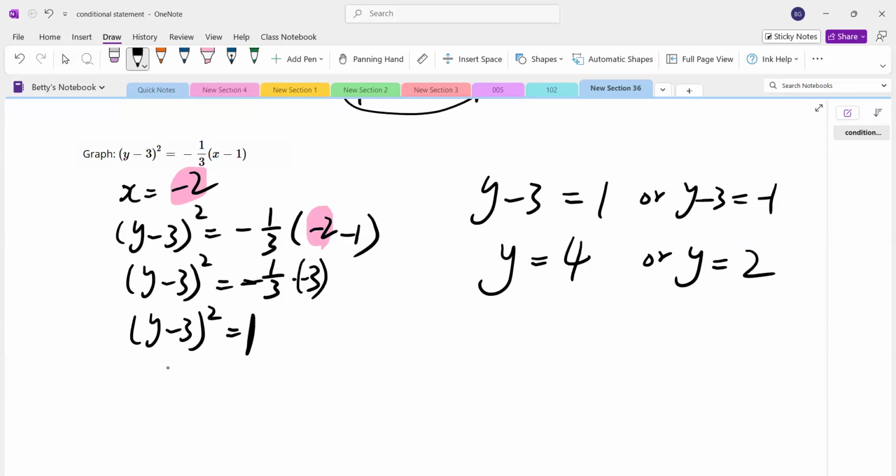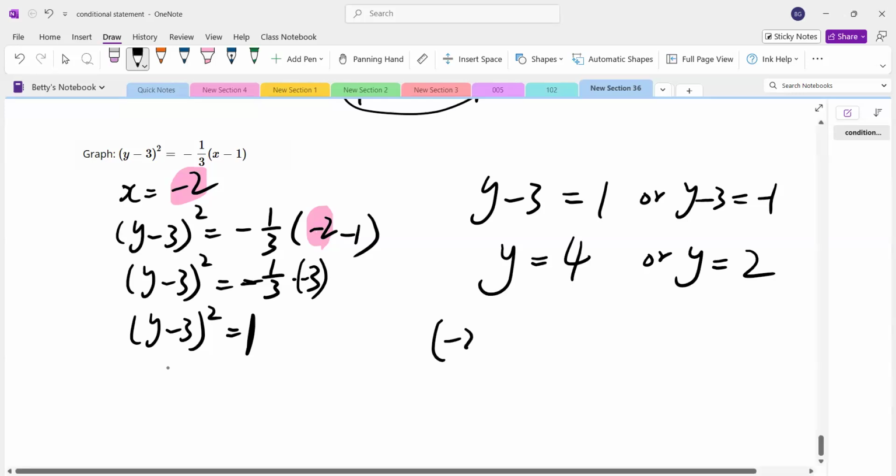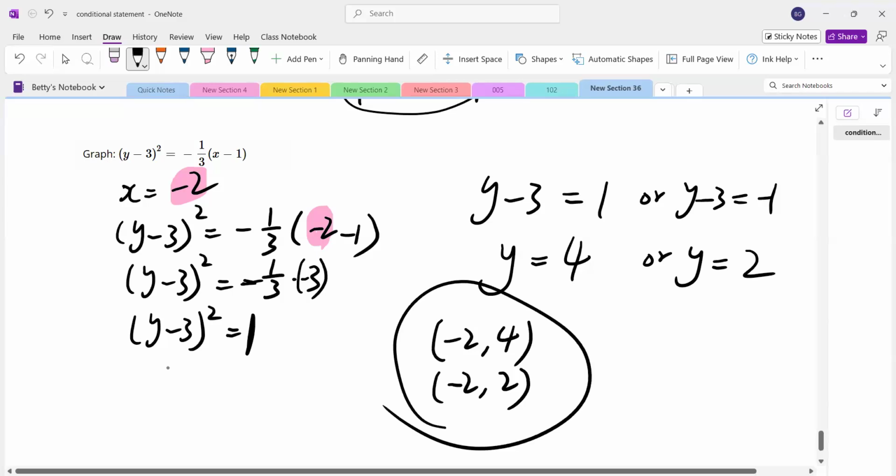All right, so the 2 points we have are negative 2, 4 and negative 2, 2. We got 2 points. Negative 2, 4 probably is enough. Let's remember those 2 points we got on the graph: negative 2, 4 and negative 2, 2.